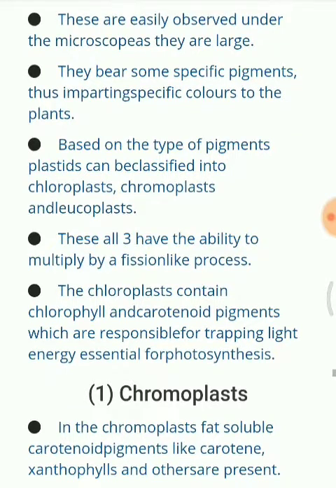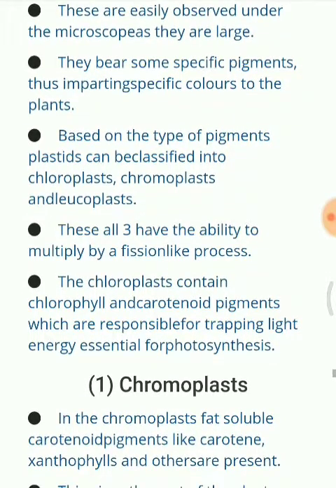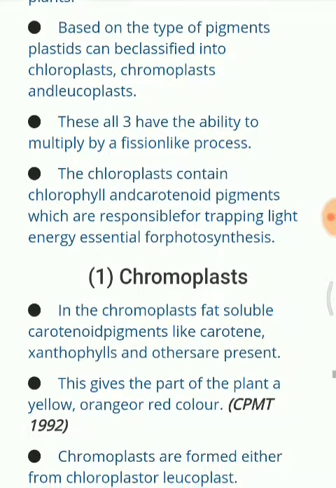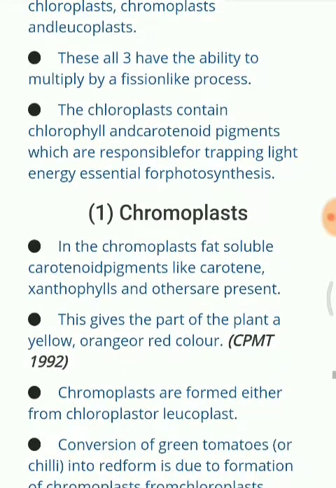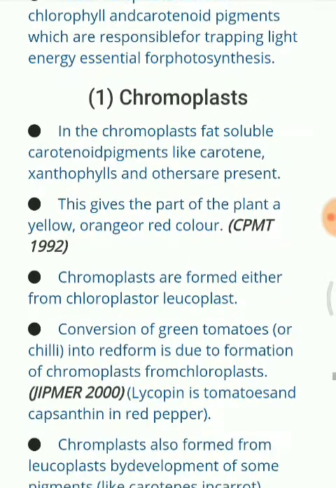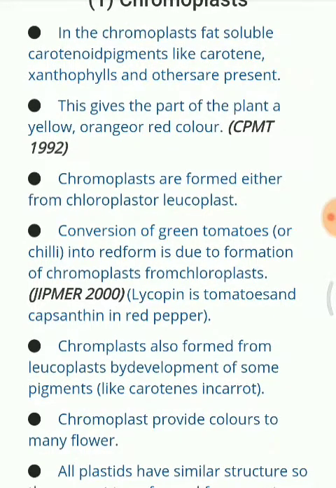These all three have the ability to multiply by a fission-like process. The chloroplast contains chlorophyll and carotenoid pigments, which are responsible for trapping light energy, essential for photosynthesis. Chromoplast. In the chromoplast, fat-soluble carotenoid pigments like carotenes, xanthophylls, and others are present. This gives the part of the plant yellow or orange-red color. The chromoplasts are formed either from chloroplast or leucoplast.